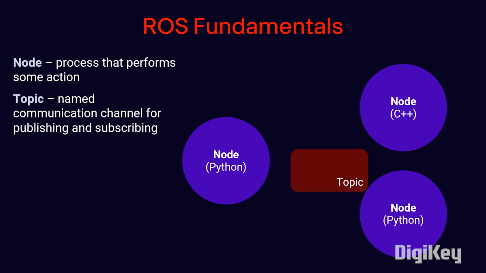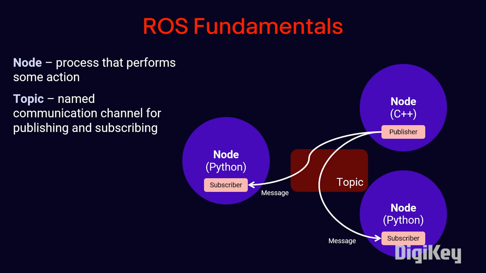A topic is a named communication channel that nodes can publish and subscribe to. A message published to a particular topic gets transmitted to all nodes that subscribe to that topic. For example, you might have a sensor that continuously broadcasts readings to any listening nodes that need the data.